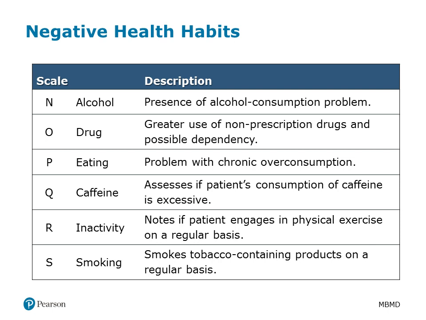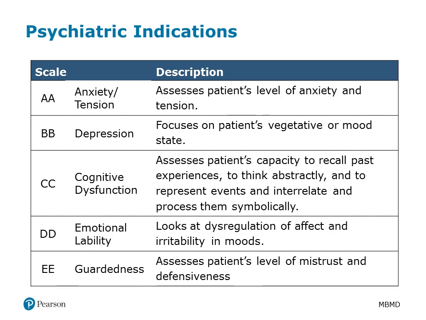The negative health habit scale assesses troublesome lifestyle behaviors that may exacerbate medical problems or undermine treatment efforts. The next section, the psychiatric indication scale, assesses psychological problems that may place a patient at a disadvantage by complicating or undermining surgical or medical treatment efforts.